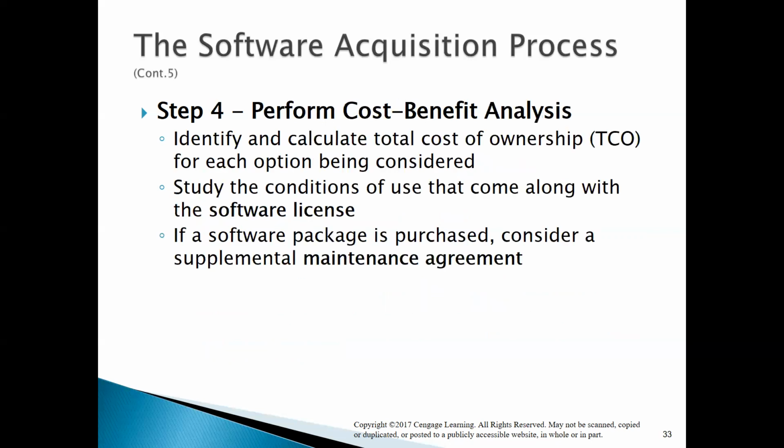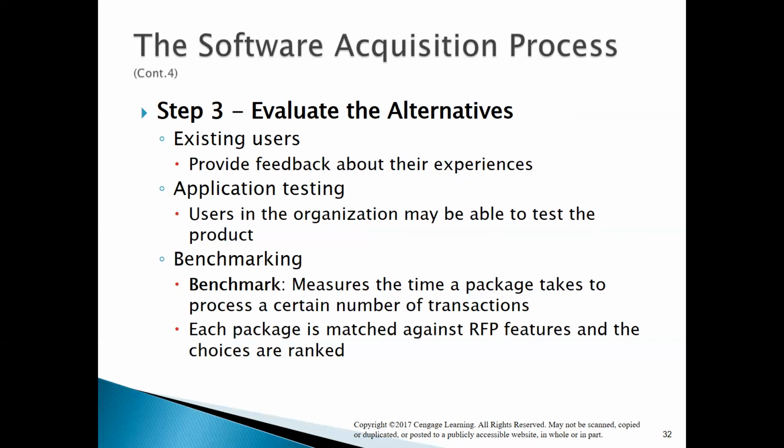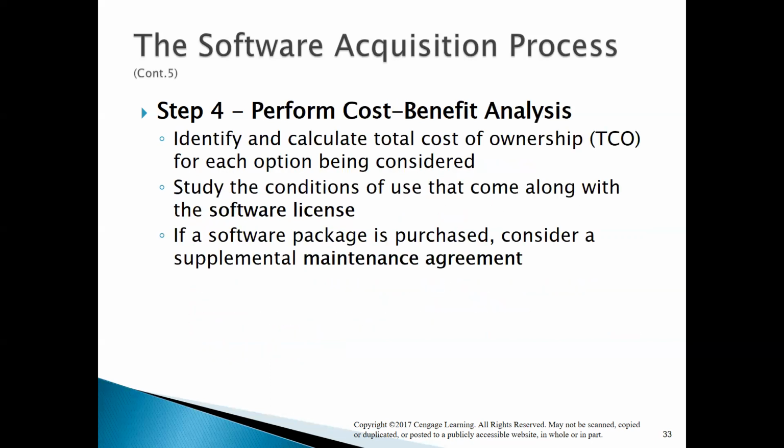Step 4, perform cost-benefit analysis. Once you have selected your alternatives, what you are supposed to do next is perform a CBA. In CBA, you identify and calculate the total cost of ownership for each option being considered. You'll see the amount of expenses and the amount of benefit that comes through, the amount of profits you're able to derive. Study the conditions of use that come with the software license. If a software package is purchased, consider a supplemental maintenance agreement. Don't worry about those at the moment.